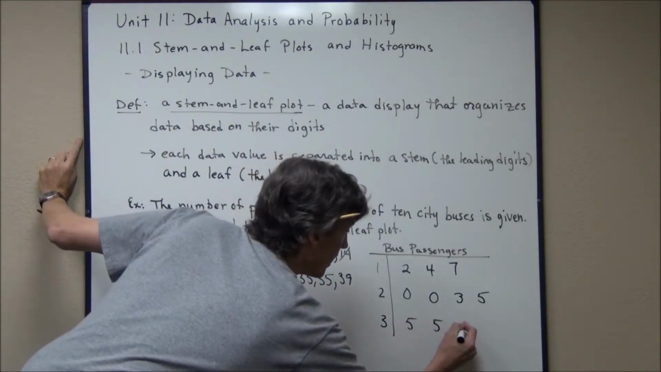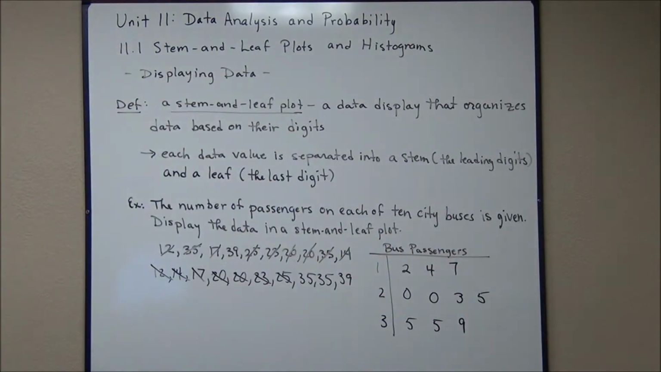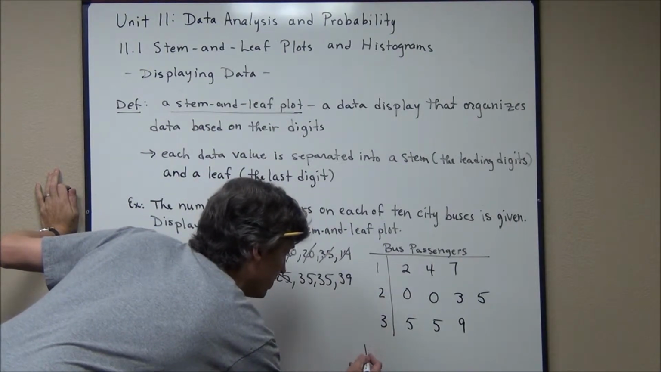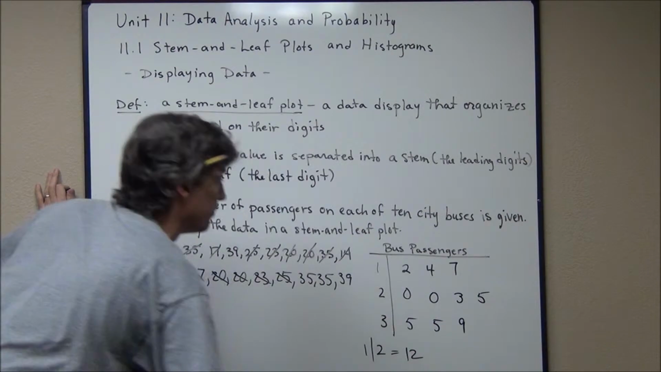Notice how I line everything up vertically as well, both horizontally and vertically. You need to be neat with these, and that is my information. Now, they will occasionally put a key down. Since the first number is 12, you may see something like 1|2 says equal to 12.